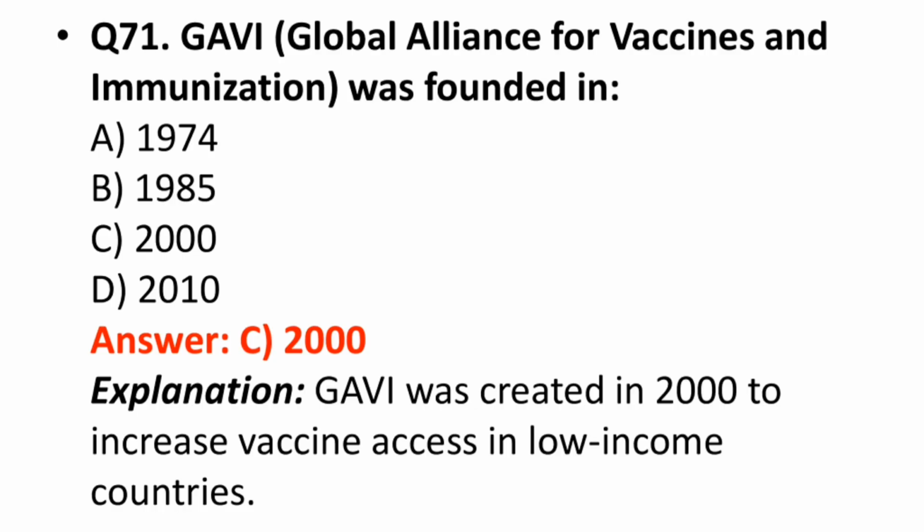The Global Alliance for Vaccines and Immunization was founded in option A 1974, option B 1985, option C 2000, option D 2010. The correct answer is option C, the year 2000. Gavi was created in 2000 to increase vaccine access in low income countries.